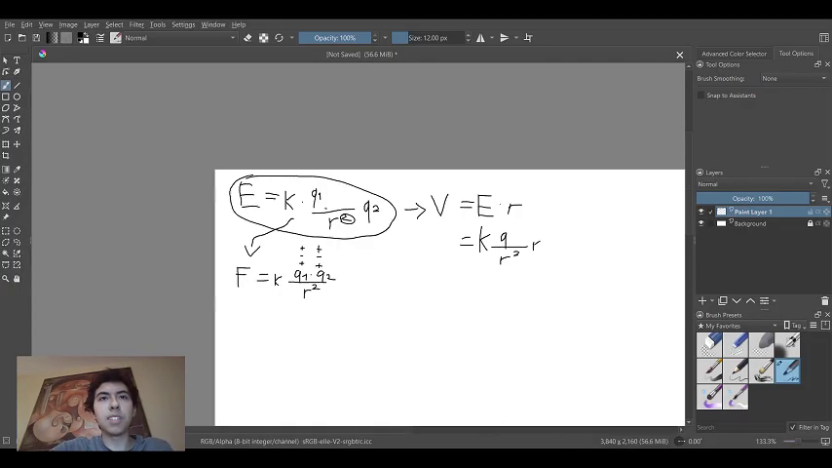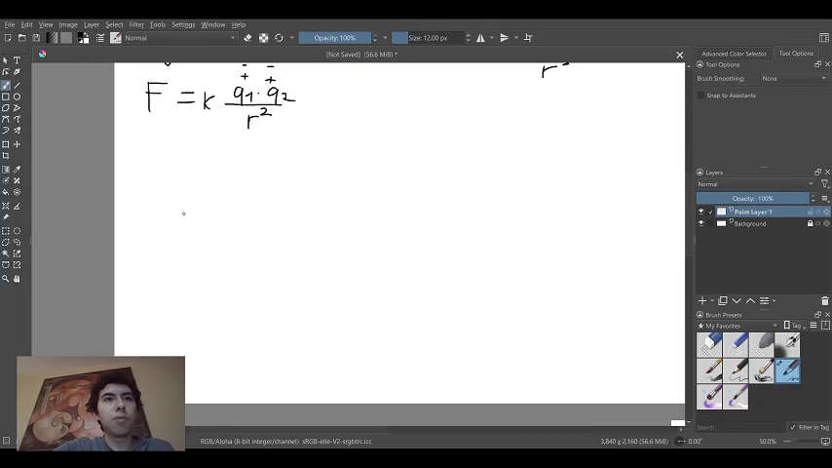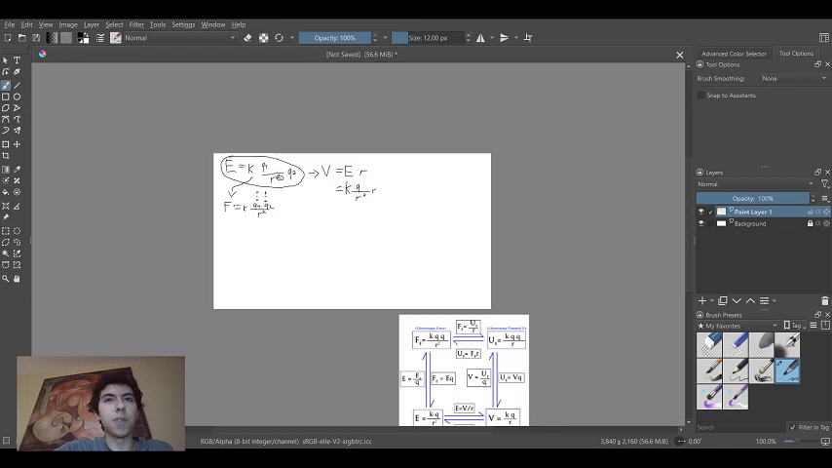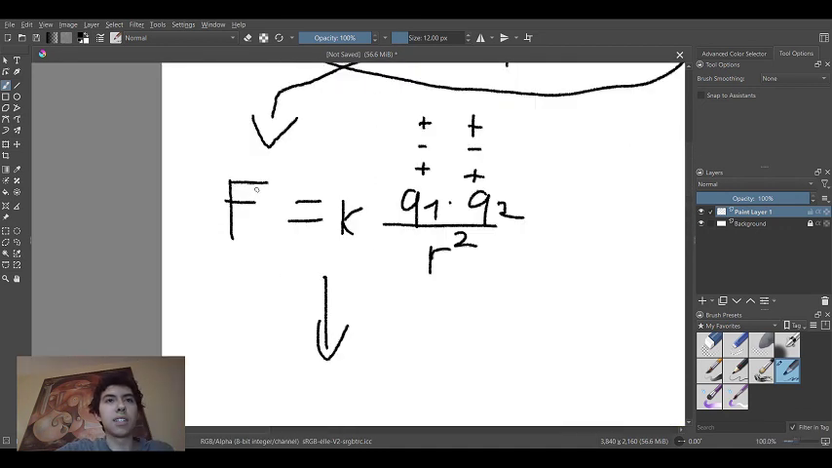But to explain this square, we must also, to explain the V here, we must take this equation of the force and transform it directly into the potential.